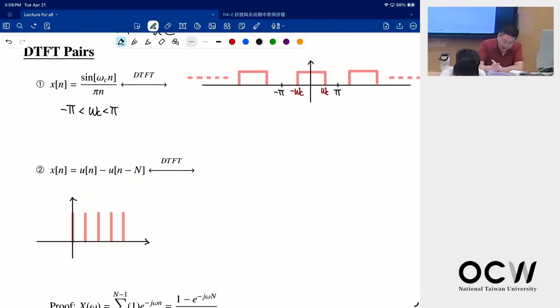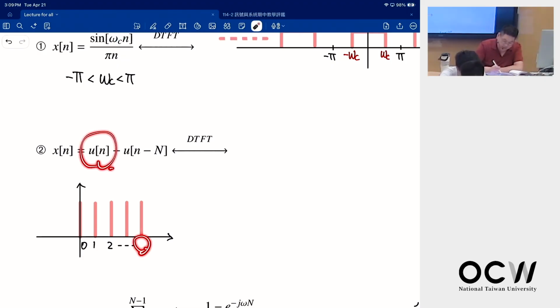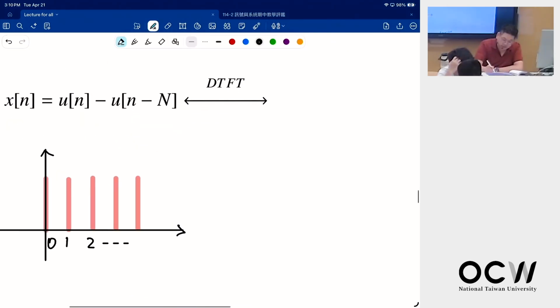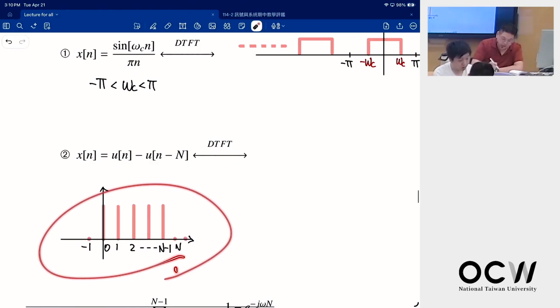If this is 0, this is 1, this is 2, and then till when? What is here? If I have u[n] minus u[n minus capital N], here should be N minus 1, and then others, this will be 0, and here is 0. This is minus 1, and here's N, and also N plus 1. So in this case, what is the discrete-time Fourier transform?